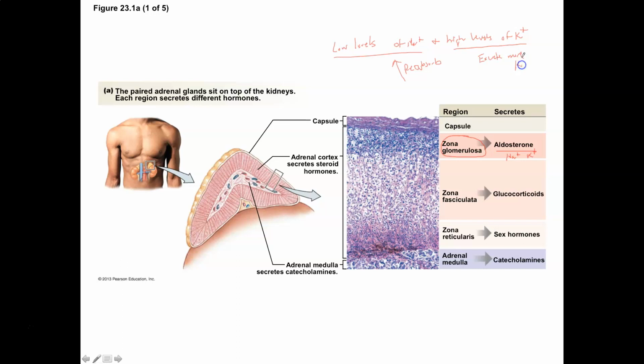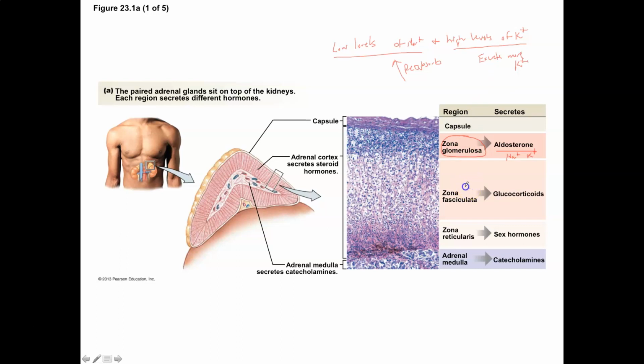And that'll bring those levels of potassium down so that we can avoid those situations where the nervous system would become hyperexcitable under high levels of potassium. So aldosterone is regulating the sodium and potassium balance.